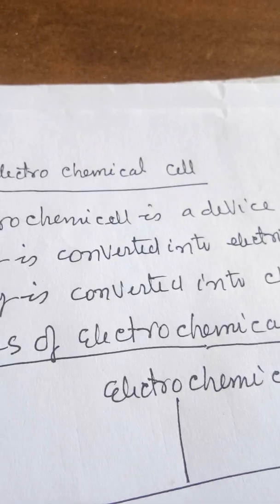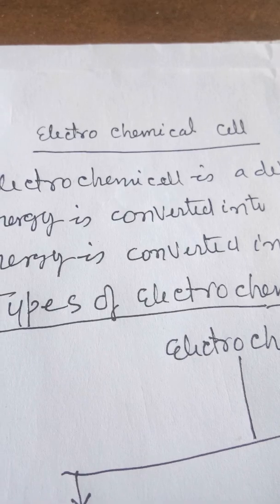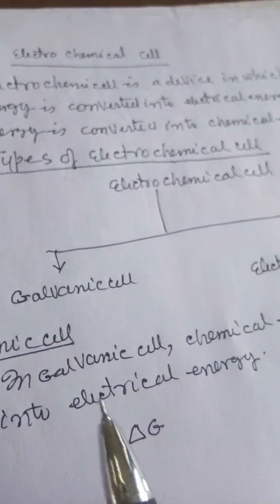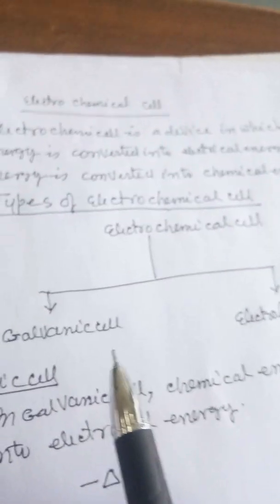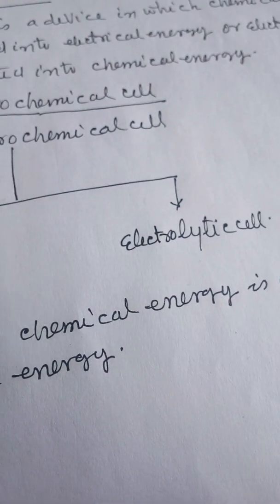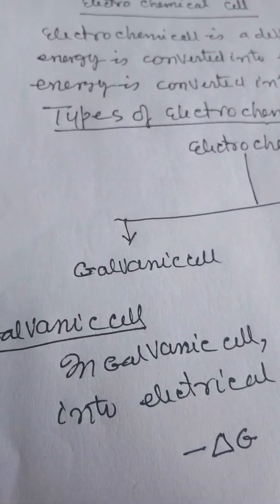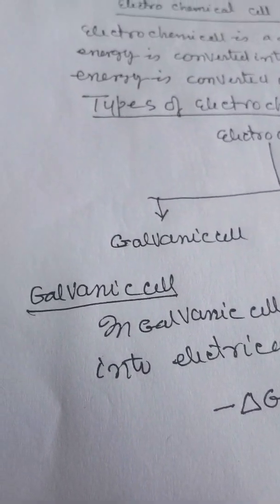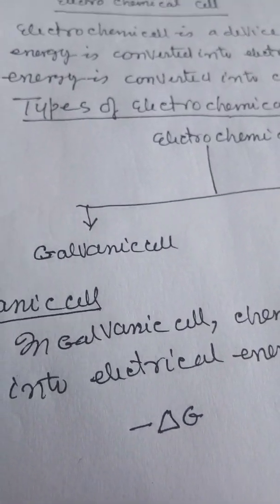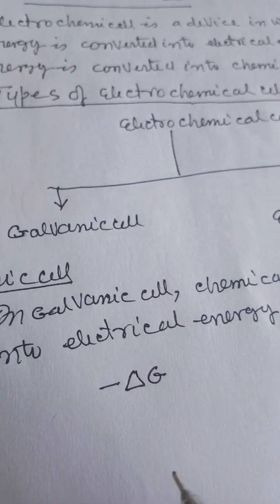On this basis we can say electrochemical cells are of two types. One type is the galvanic cell and the other is the electrolytic cell. So just see what the galvanic cell is. As I have told you, a galvanic cell is a device in which chemical energy is changed into electrical energy.